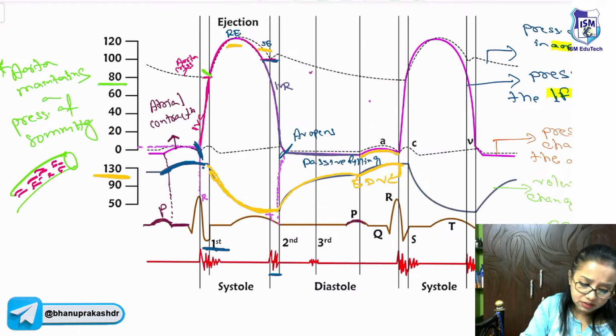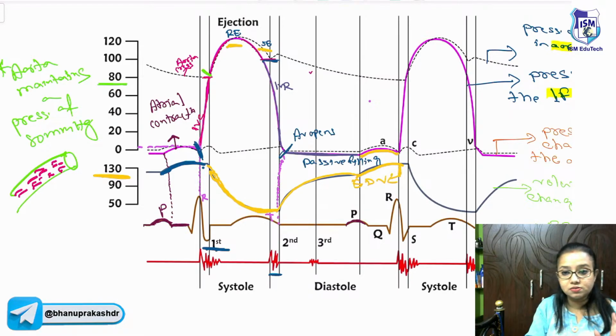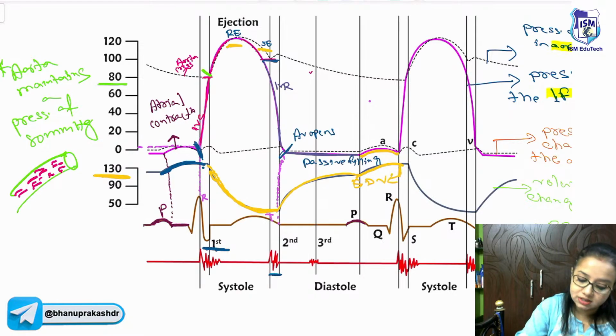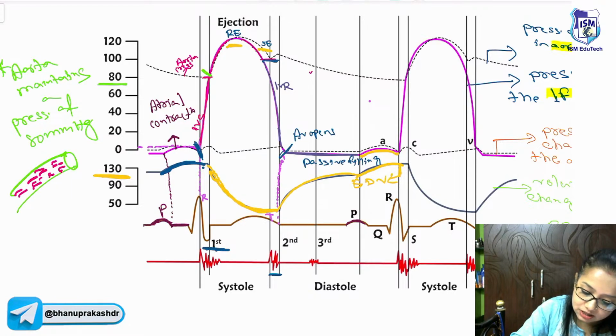Now, as long as the pressure of 80 mmHg is maintained in the aorta, the pulmonary valves are closed, right? The semilunar valves and the aortic valves are all closed. Now, once there is isovolumetric contraction in the ventricle and ventricular pressure becomes more, we know that the aortic valve opens. So, see the dotted lines here.